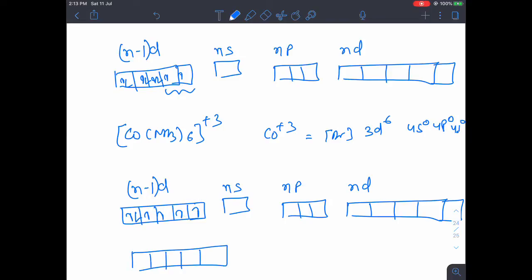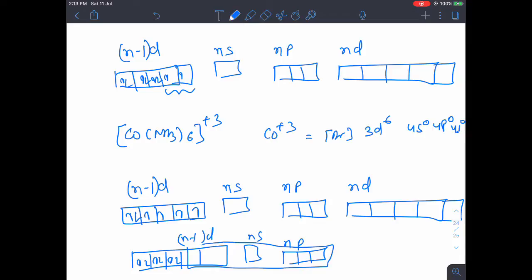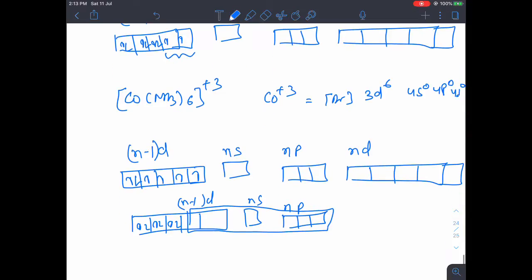1, 2, 3, 4, 5, 6. These two orbitals are available. So what will happen? This will combine with the remaining orbitals and we will get the desired hybridization, (n-1)d ns np, so we will get d2sp3. So now the question will be, sir, whenever there is such a situation, do we have to always pair?